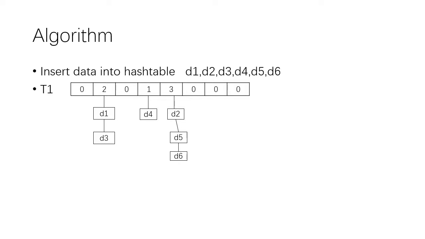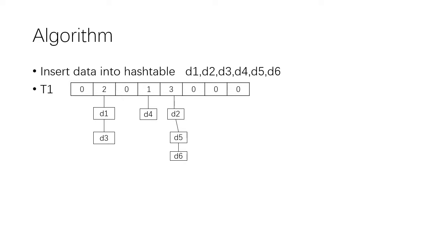We will talk about the use of T and R in the following slides. Now let's talk about how to construct our data structure. Assume now we insert the data into the hash table, which has D1, D2, D3, D4, D5, and D6. Now this is our empty hash table T1. We assume that D1 and D3 are mapped to index 1 of the hash table. Now we have two data mapped to the same index, so we change the 0 to 2 and record it in our hash table.